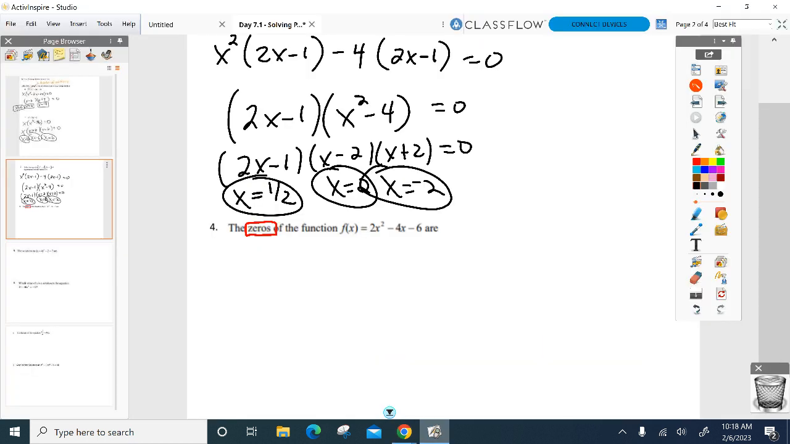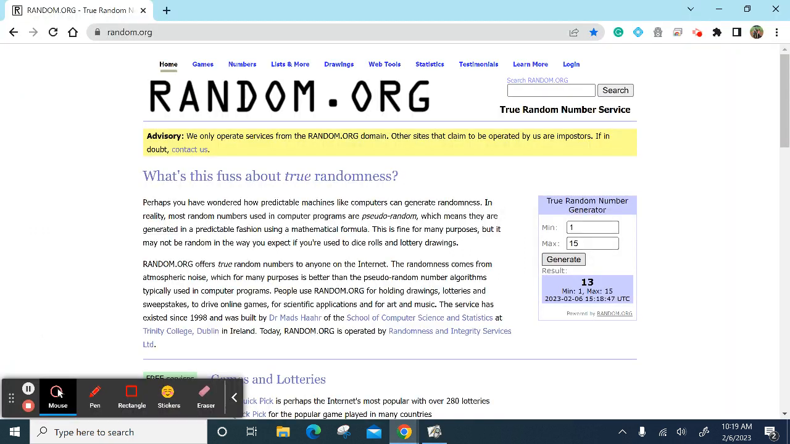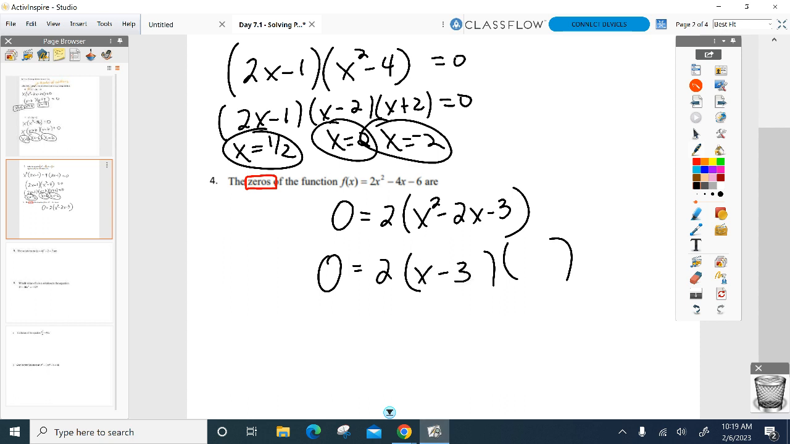Or you could take the 2 out. I can take a 2 out. You're like the GCF magnet today, huh? What are you left with when you take a 2 out? X squared minus 2x minus 3. You know you're going to have to keep going here. It just wouldn't be a one and done, not at this level anymore. What are those two numbers that do it for 3 and 2? Negative 3 plus 1.